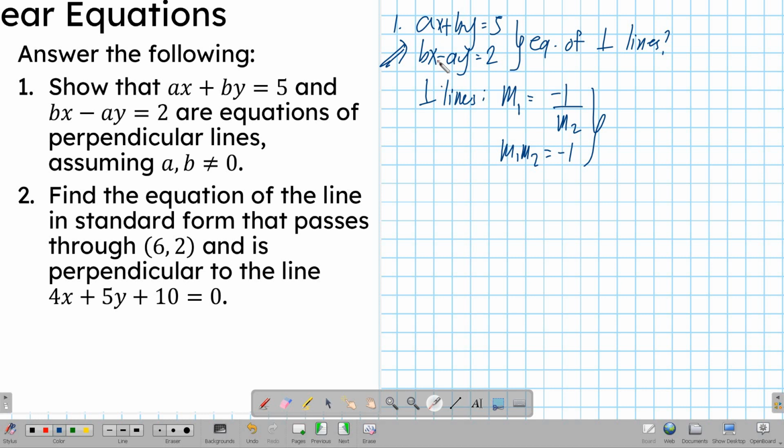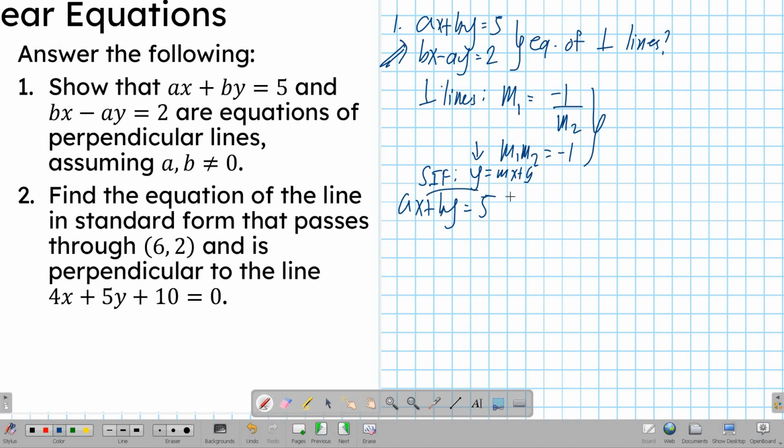If you would recall, we can get the slope of these lines because there is a form of a linear equation that explicitly shows us the slope of the line. And that's the slope-intercept form and the point-slope form. Pero mas madali yung slope-intercept form kasi naka-standard form na yung equation. So, let's turn these equations to slope-intercept form. Kasi doon, obvious na kagad yung slope. So, first, for ax plus by equals 5, ang itsura ng slope-intercept form ay y is equal to mx plus b. Meaning, y is on one side of the equation and everything else is on the other side.